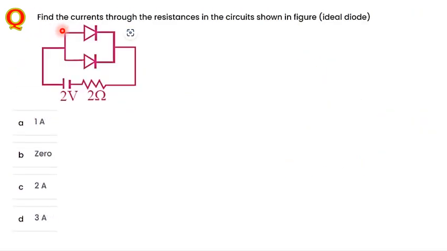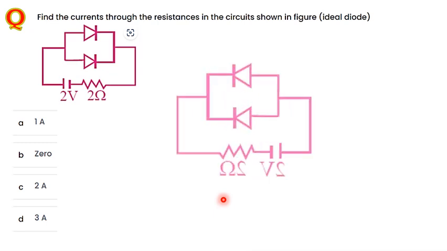Find the current through the resistance in the circuit as shown in the figure. This is about the ideal diode. Remember this one. This is quite interesting, but the problem is simple. To understand this one, I will show you the diagram separately here.